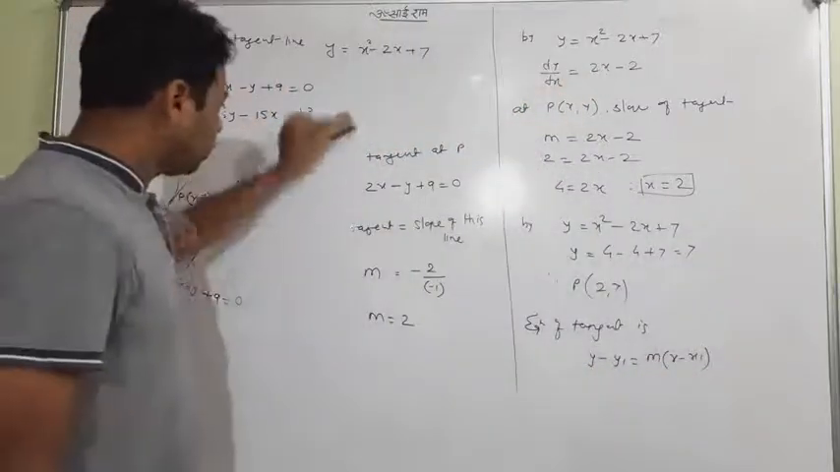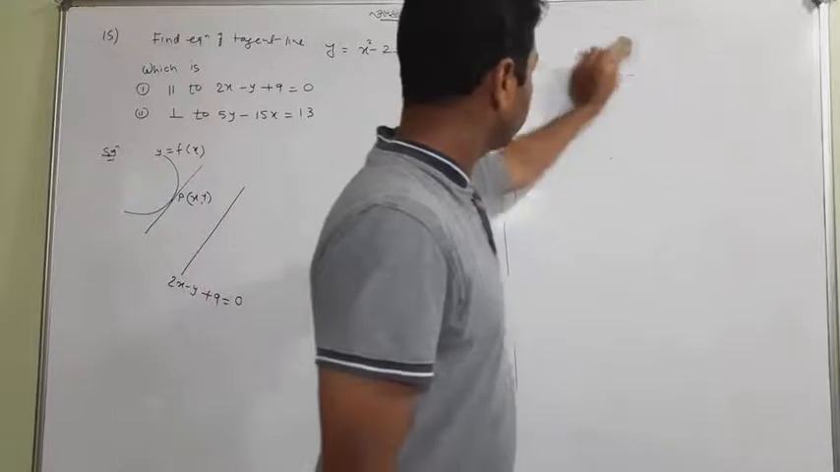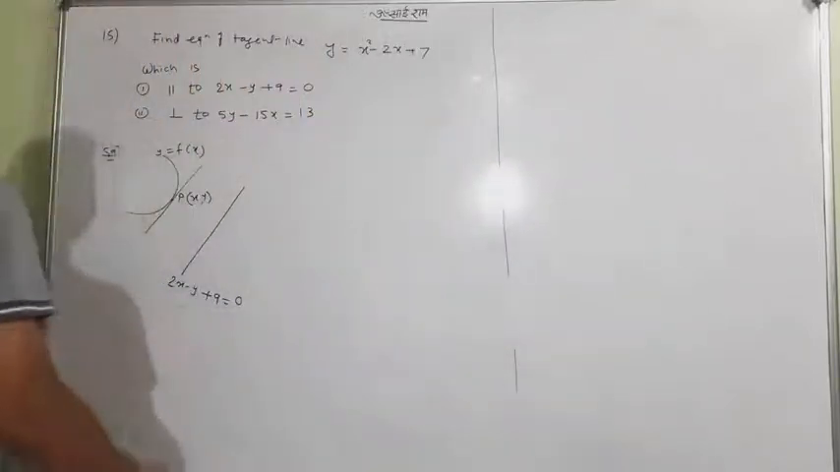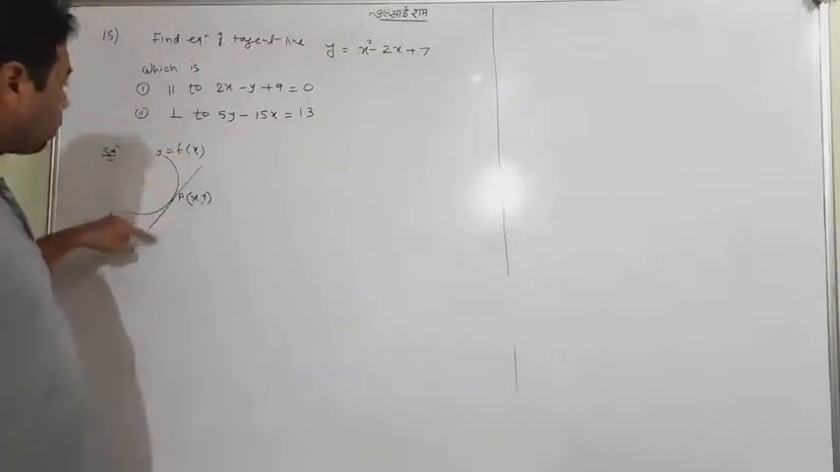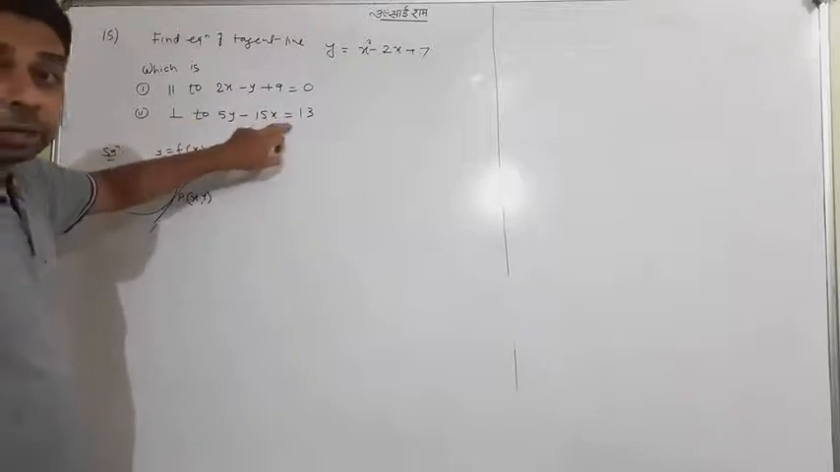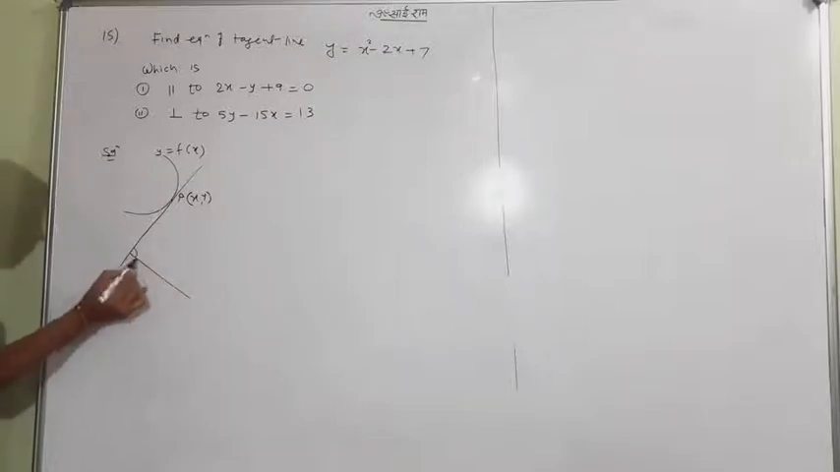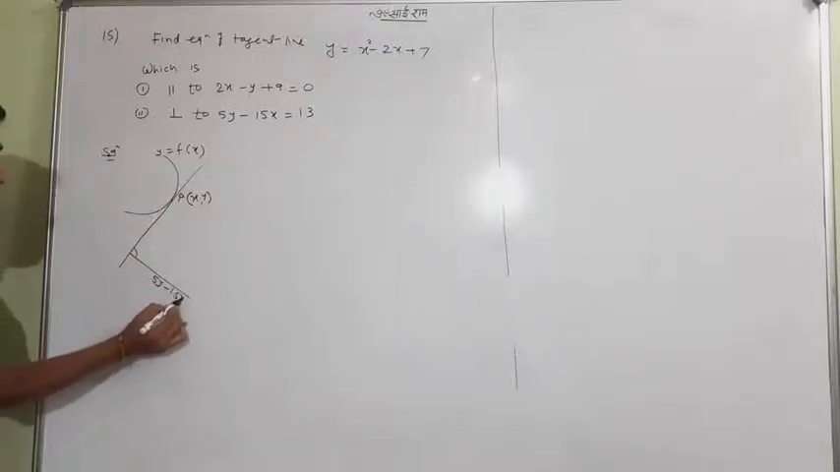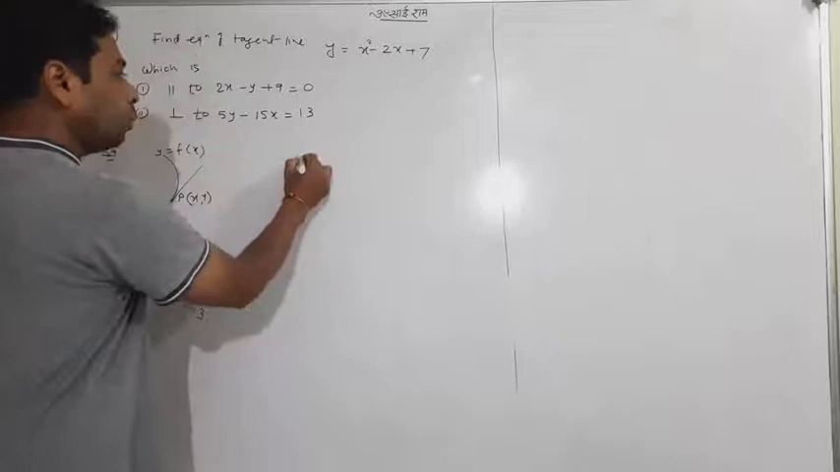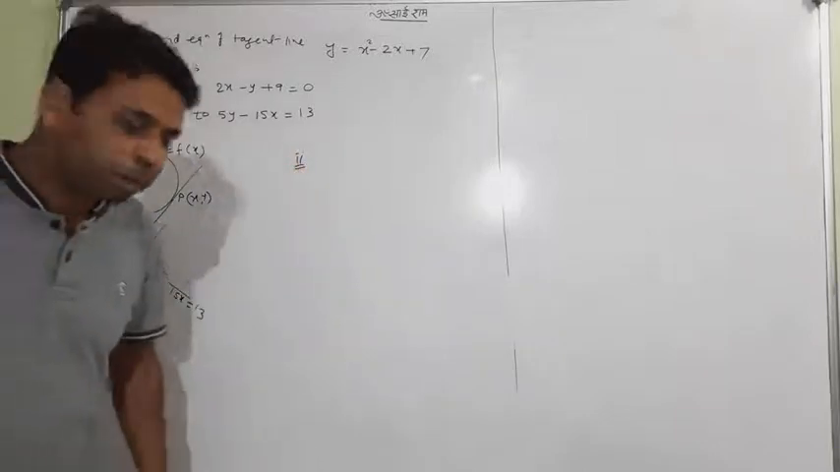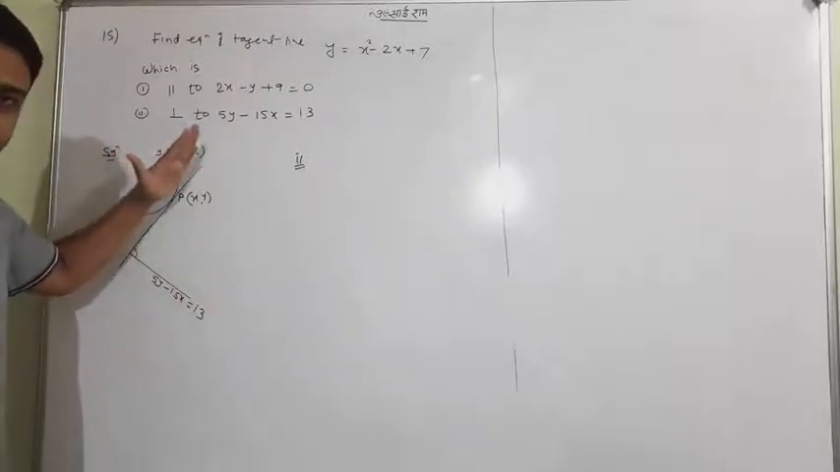Now we are going to do the second one. So what is the second? Look, I tell you. The second question is this one. We have to find the equation of the tangent which is perpendicular to this line, and this line is 5y minus 15x equal to 13. This is the second question I'm doing. So what to do? It's very simple. First I'll find the slope of this line, and with the help of its slope, I'll find the slope of the tangent and do the same method.